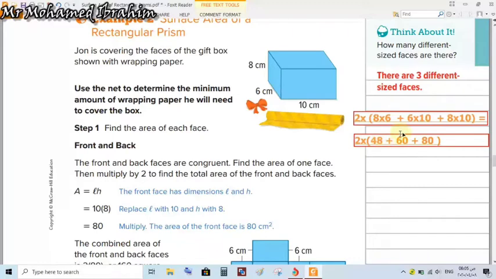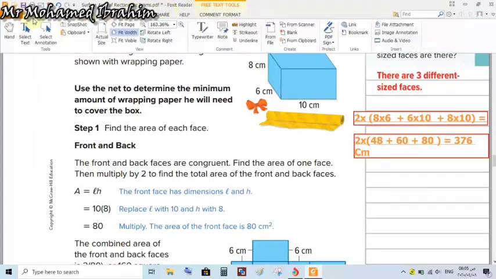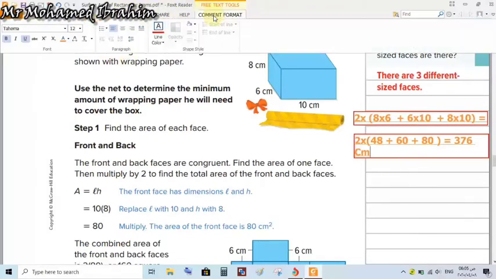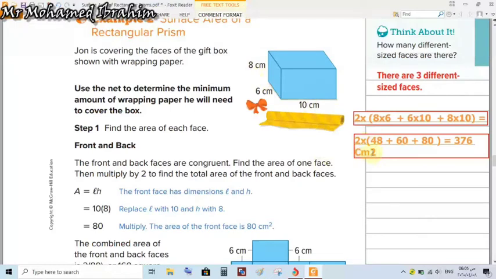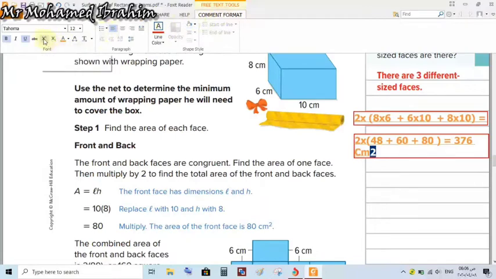Equal 300... 376. 376 what? Yes, focus with me. It's centimeter. Don't forget that. Centimeter what? Squared. Yes, don't forget that. It must be squared. We will write here too, and we will try to make it as a power. Yes, very good.